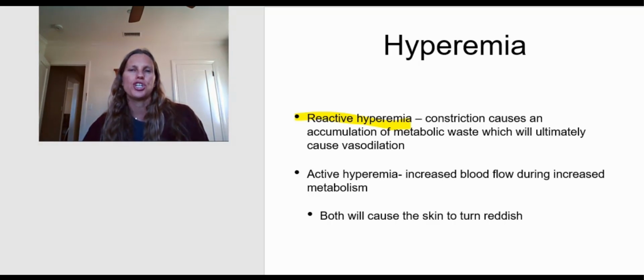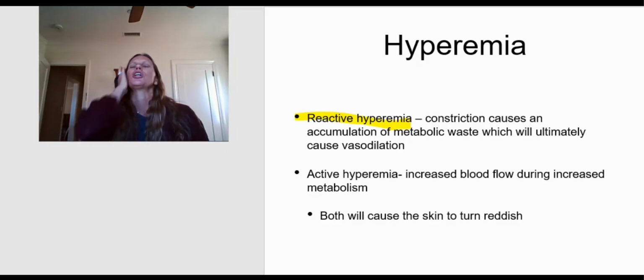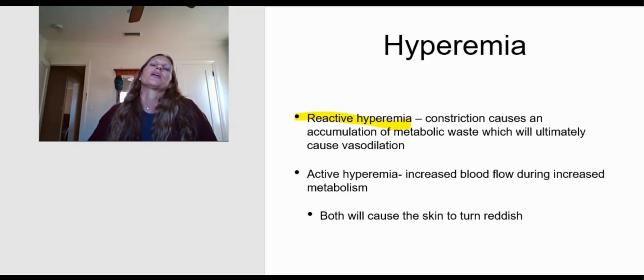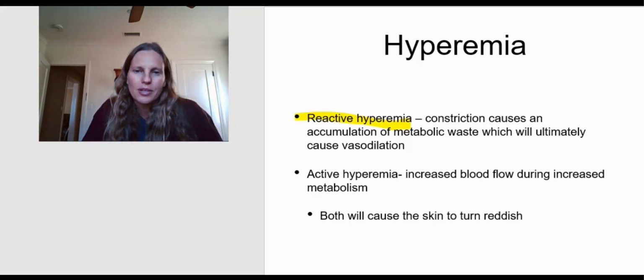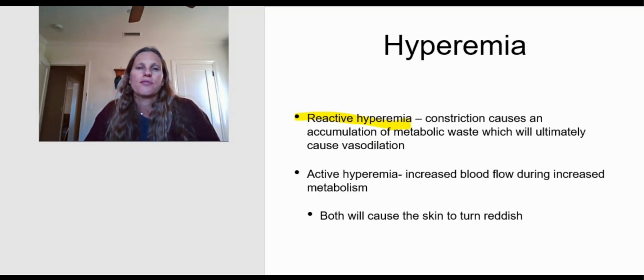Active hyperemia is just what happens as a result of an increase in blood flow. So when you're exercising, your cheeks turn red, sometimes your body gets a reddish color. That's just due to increased blood flow because of the increased metabolism. Both situations will cause the skin to turn reddish.